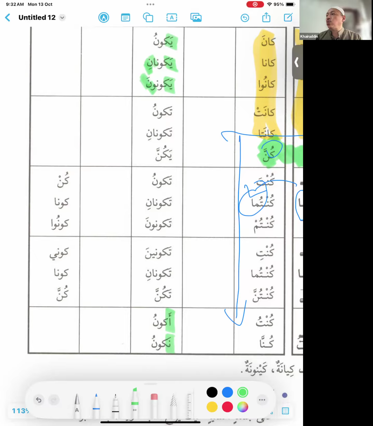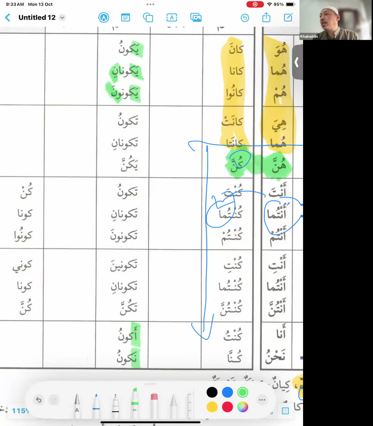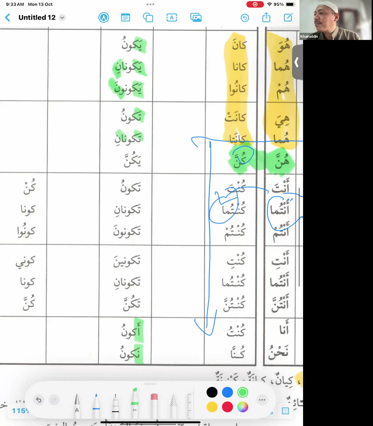Okay, and then we do the same for hiya, huma, hunna. Okay, hiya takunu, huma takunani. So again you just build on. You put the ta in front for a mu'annath, and then you add the alif ithnain, and then the nun here, to show that this is a dual. Takunani. Okay, huma for two females, takunani.